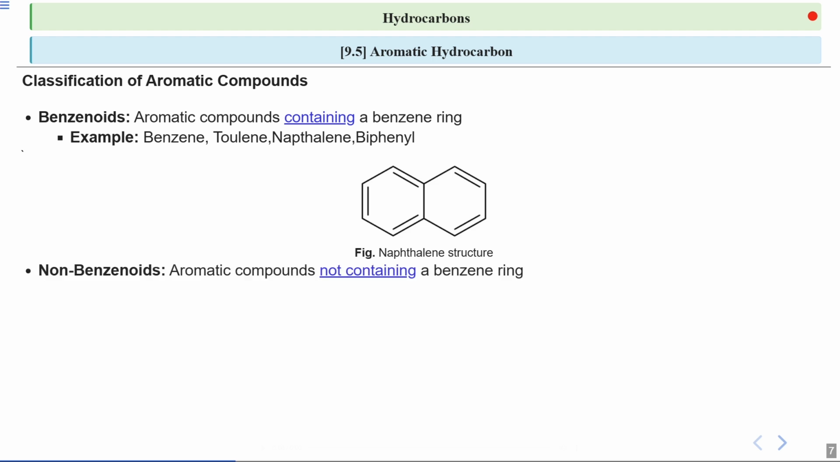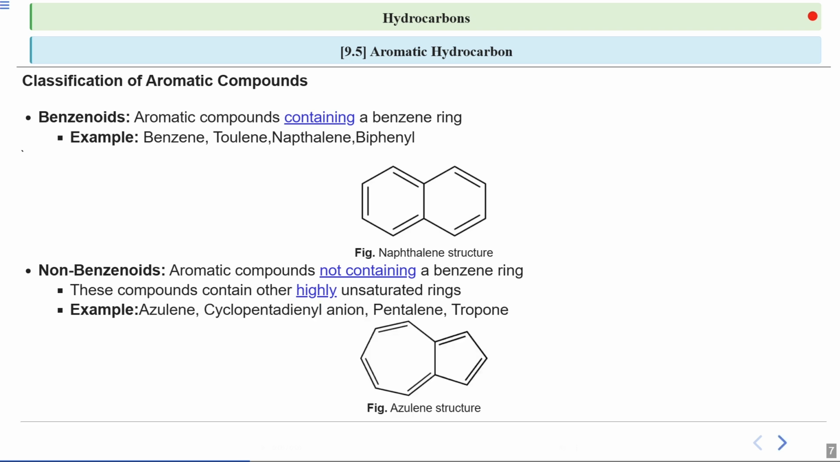Now, let us move on to non-benzenoids. These are aromatic compounds that do not contain any benzene ring. Instead, they have other types of highly unsaturated rings that still meet the criteria for aromaticity, such as having delocalized electrons and a planar ring structure. Non-benzenoid aromatic compounds that contain other highly unsaturated rings are azulene, cyclopentadienyl, pentalene and tropone. You also see the structure of one of those, which is azulene. Now, moving on further.